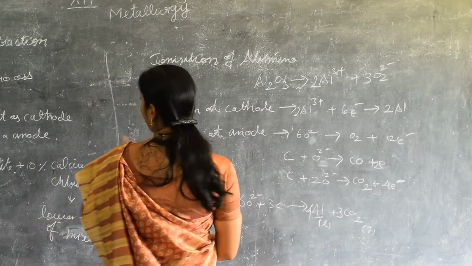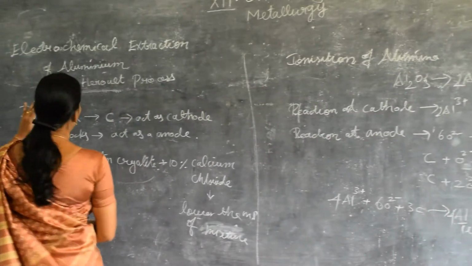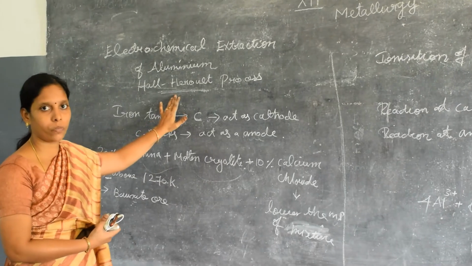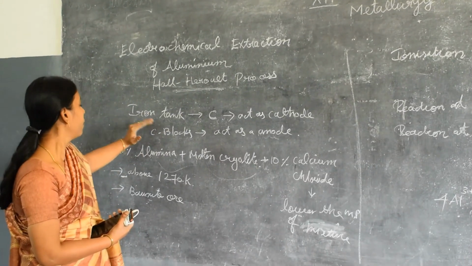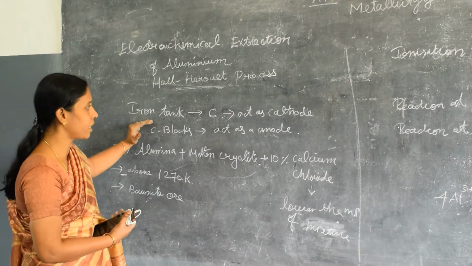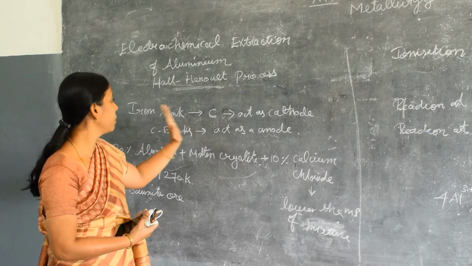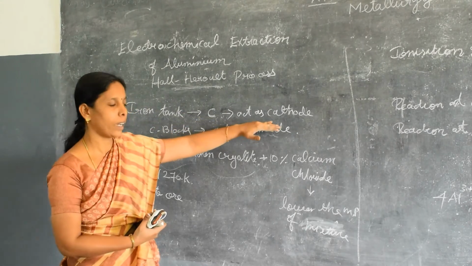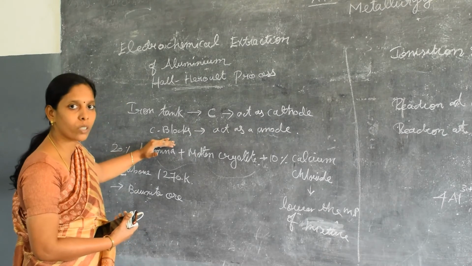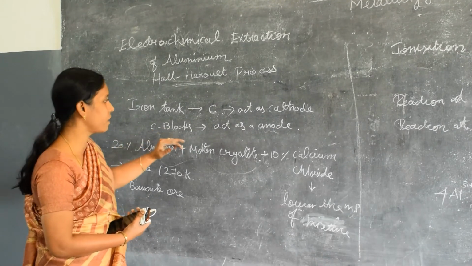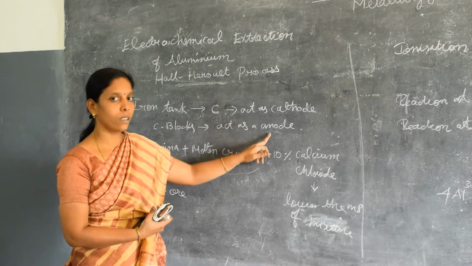Okay, this is the electrochemical extraction of aluminum process. So, the iron tank. This process proceeds in an iron tank. Carbon is linked with the iron tank, so carbon acts as a cathode, and carbon blocks are immersed in the electrolyte solution. Carbon blocks act as an anode.